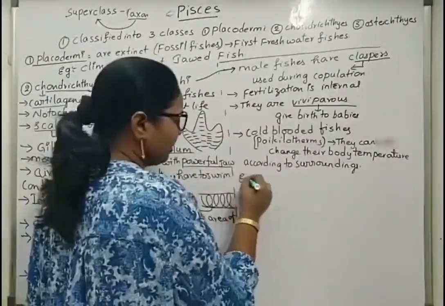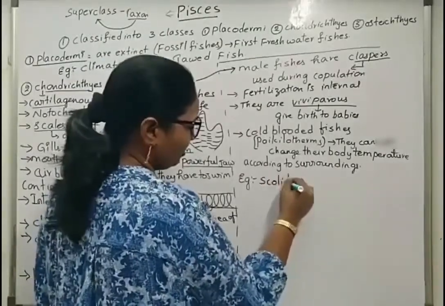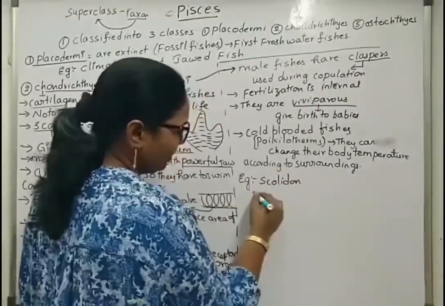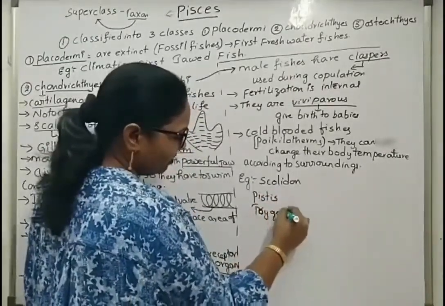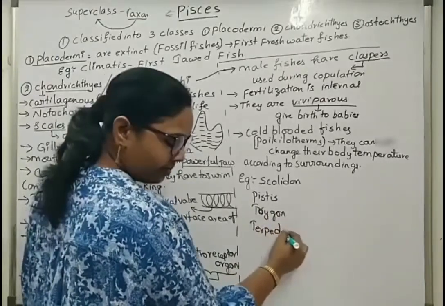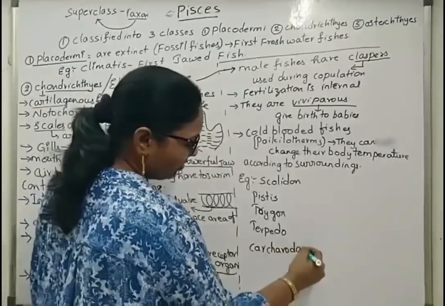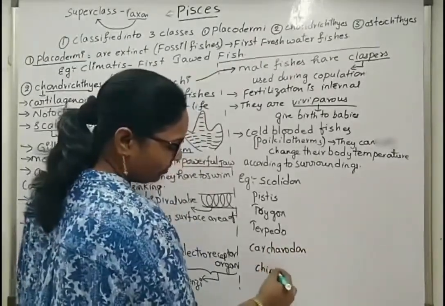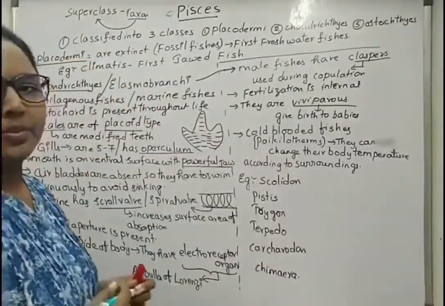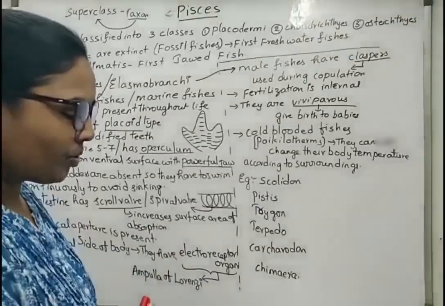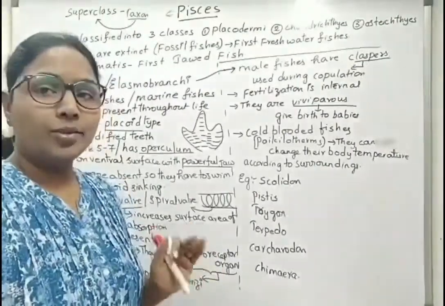Now we will see examples of chondrichthyes. Examples are Scoliodon, Pristis, Trygon, Torpedo, next Carcharodon, next Chimaera. Now, there are some common names for these examples. Scoliodon is also called the common Indian shark, or it is also called dogfish.